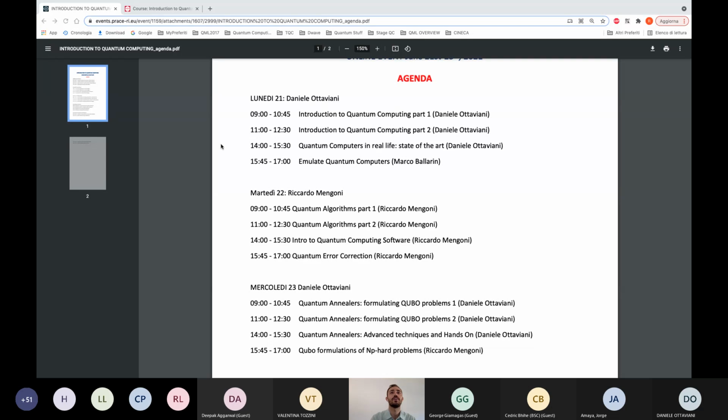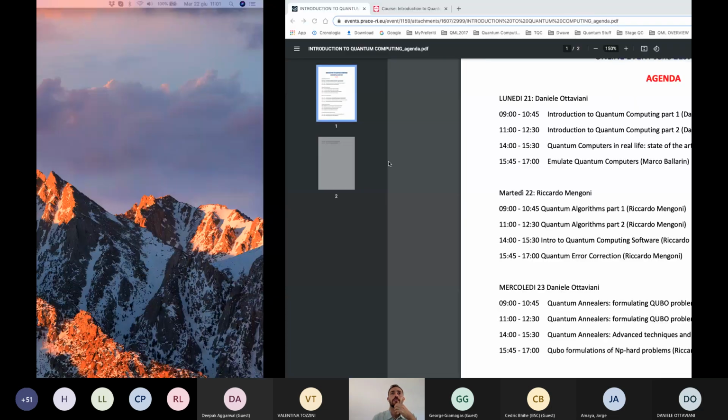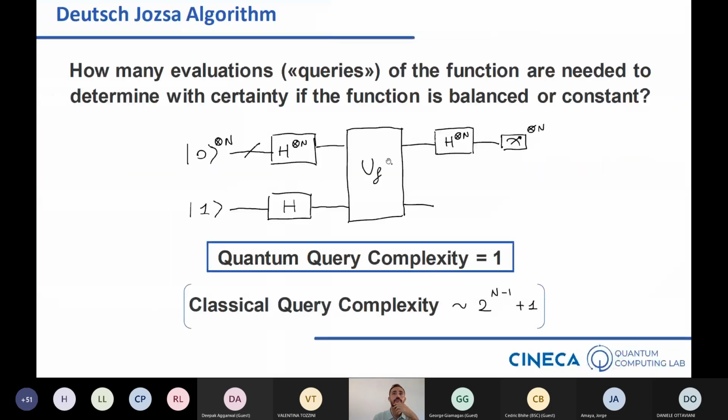So, okay, let's go on with the second part of quantum algorithms. We still have an hour and a half. Are there questions about this first part? Anything clear, or something that you want me to look at again, to explain? Okay.